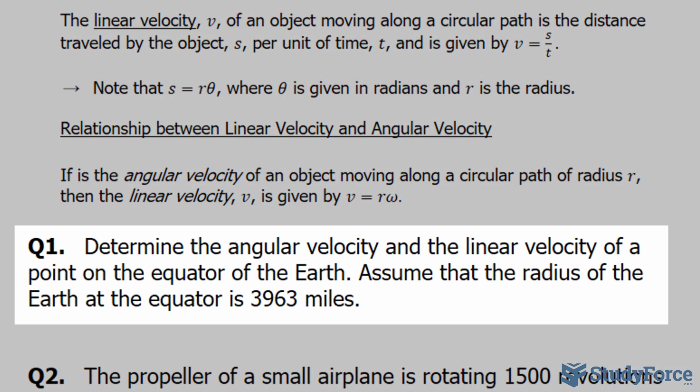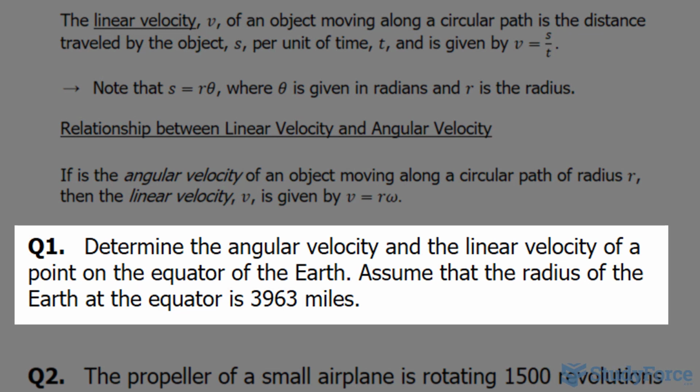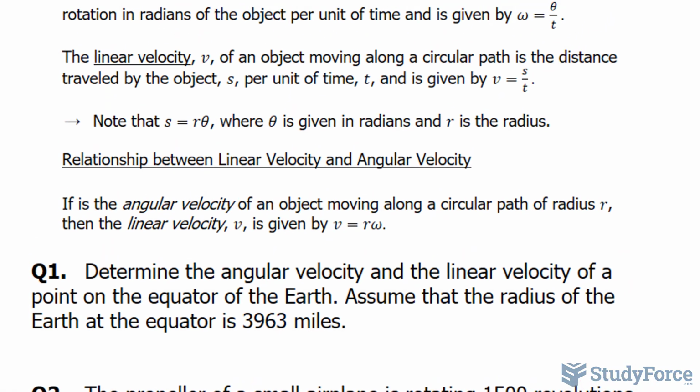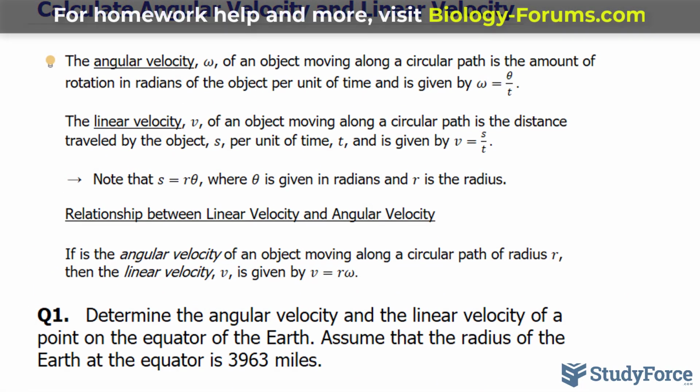In question number 1, they ask, determine the angular velocity and the linear velocity of a point on the equator of the Earth. Assume that the radius of the Earth at the equator is 3,963 miles. They are asking for 2 things, the angular velocity and the linear velocity. Take a look at the angular velocity. To calculate that, we need theta and we need the time.